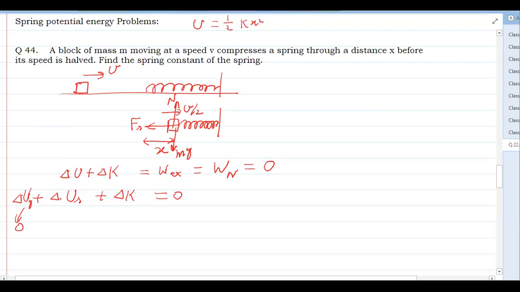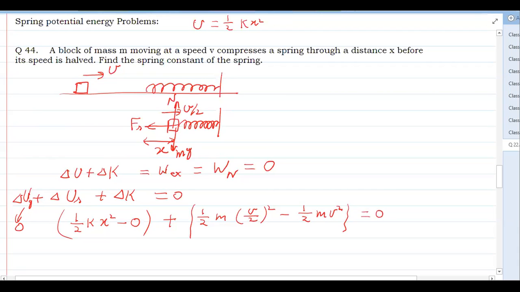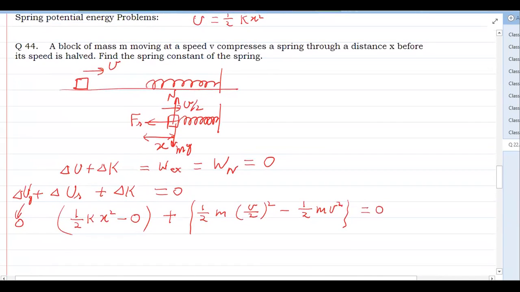And delta U_s, the spring potential energy. How much will it be? Half kx square is the final potential energy, and the initial was 0 because initially the spring was relaxed. Then the change of kinetic energy: final is half m (v by 2) square, and initial is half m v square, because the initial velocity is v and the final velocity is v by 2. So this we take as 0, and now we have to find k.